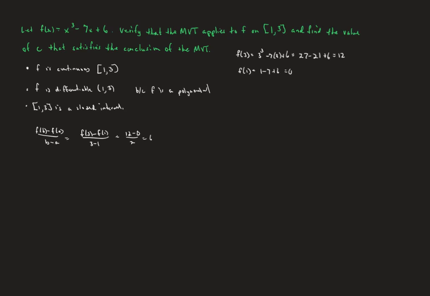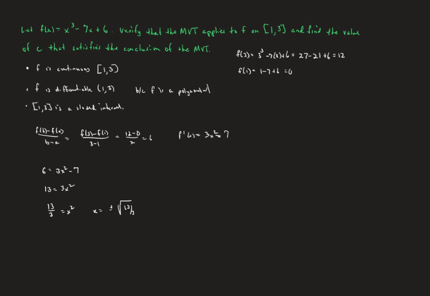So our average rate of change, or the slope of that secant line from x equals 1 to x equals 3, is 6. That must equal our derivative, so we better find f prime of x. F prime is 3x squared minus 7. So if we set that equal to 6, 3x squared minus 7 equals 6, then hopefully we can solve this. If we add the 7 to the other side and divide by 3, we can take the square root of that and get plus or minus the square root of 13 over 3.